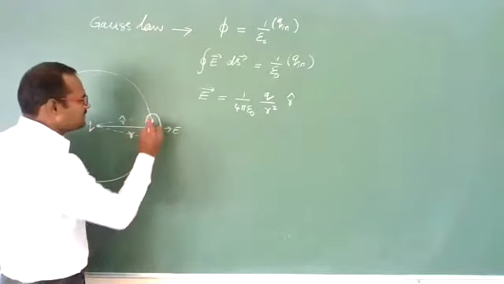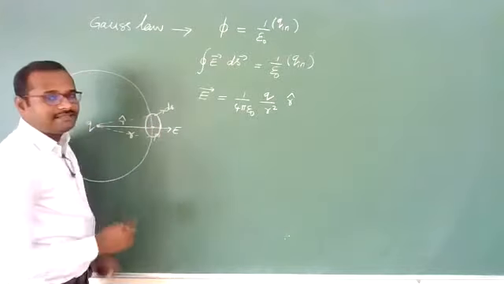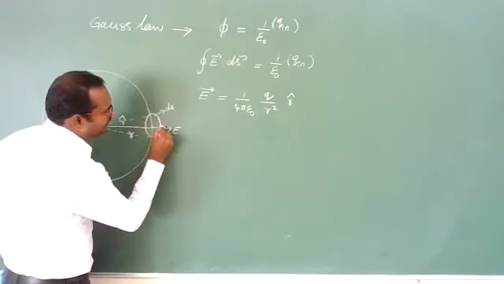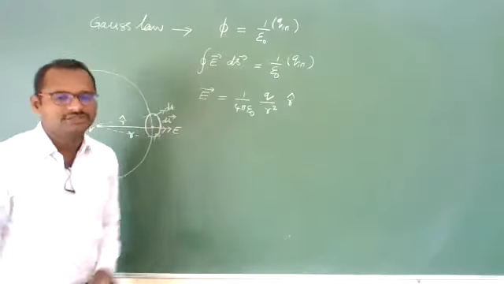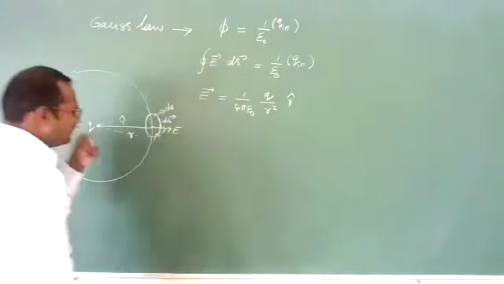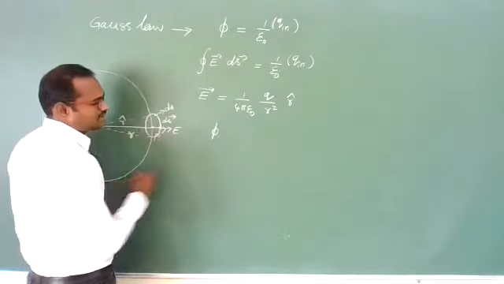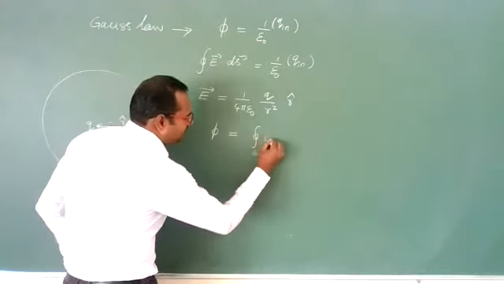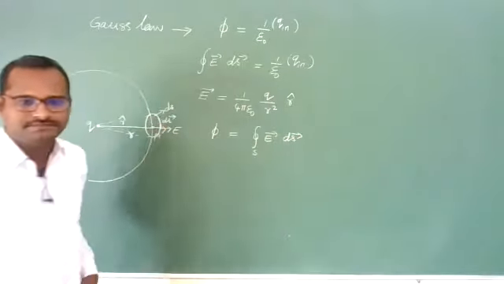See, this small Gaussian surface has an area of ds, and the area vector of this one will be perpendicular, pointing outward, ds bar. Clear, students? Now, let us find the flux through this Gaussian surface. What will be the flux through this Gaussian surface? That will be equal to the surface integral of E bar dot ds bar, as you know, the electric flux definition.